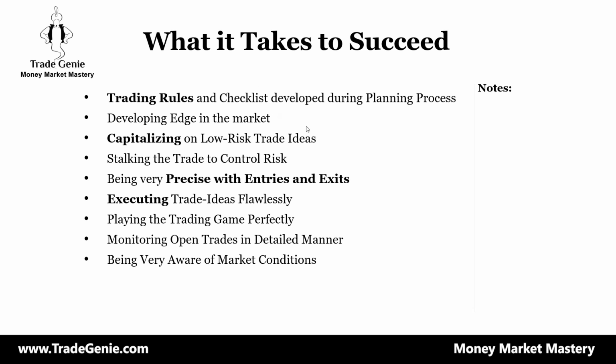So trading rules and checklists need to be developed during the planning process. You need to have an edge in the market. So ask yourself why you should make money. I mean, who are you? Open an account in Robinhood with $2,000 and start trading Tesla. Why would you make money? What is the edge? Who are you? Ask yourself, who am I to make money from Tesla? Open a Robinhood account and start buying weekly options. Think about it. Who are you?